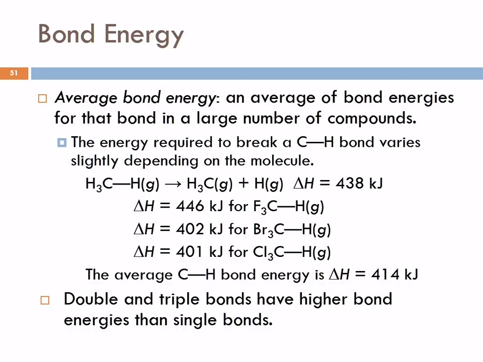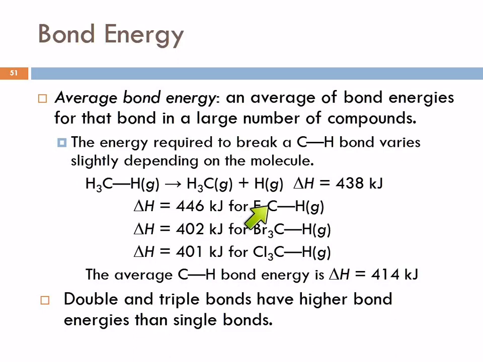Well, of course, bond energy is going to vary depending on the particular molecule. And so we talk about an average bond energy. They'll look at, for example, a carbon-hydrogen bond in a bunch of different molecules and average that, because most of the time, an average is good enough. So if we look at a hydrogen bond in this compound, which is CH4, methane, that bond takes 438 kilojoules to break 1 mole of bonds.